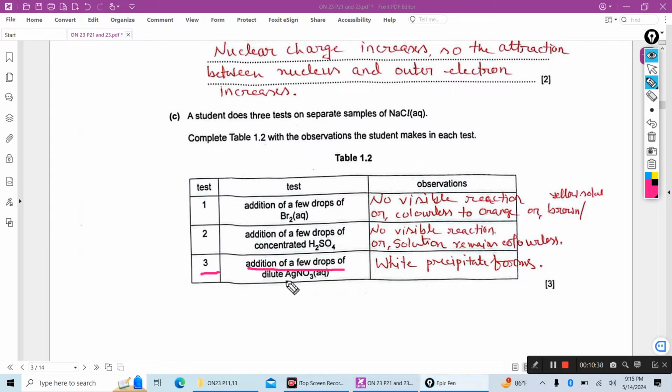Then addition of a few drops of silver nitrate. So here chloride ion reacts with silver ion to produce AgCl, silver chloride. Silver chloride is a white precipitate. So the observation will be a white precipitate forms. This is the observation.